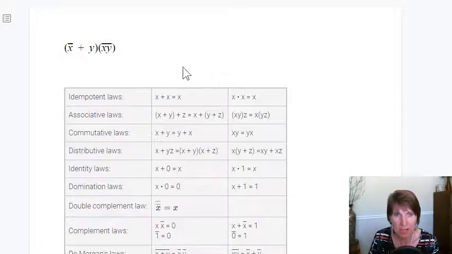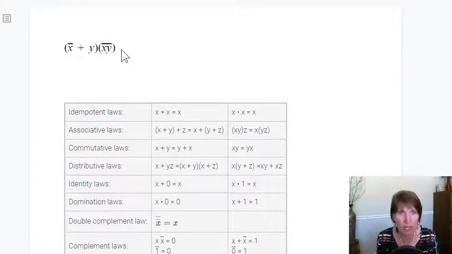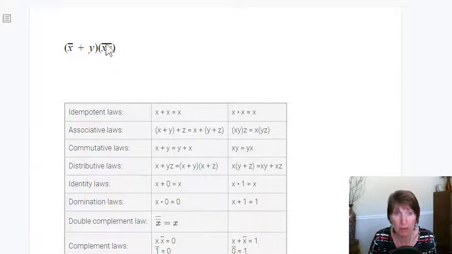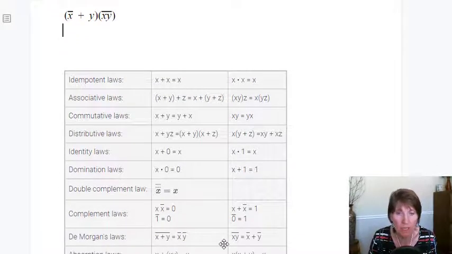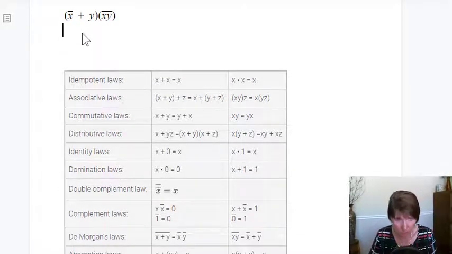So let's use some of these laws to manipulate Boolean expressions. So here we'll start with this one. And let's go ahead and start with De Morgan's law right there. We have this complement of x times y. And so that one will work with De Morgan's law.